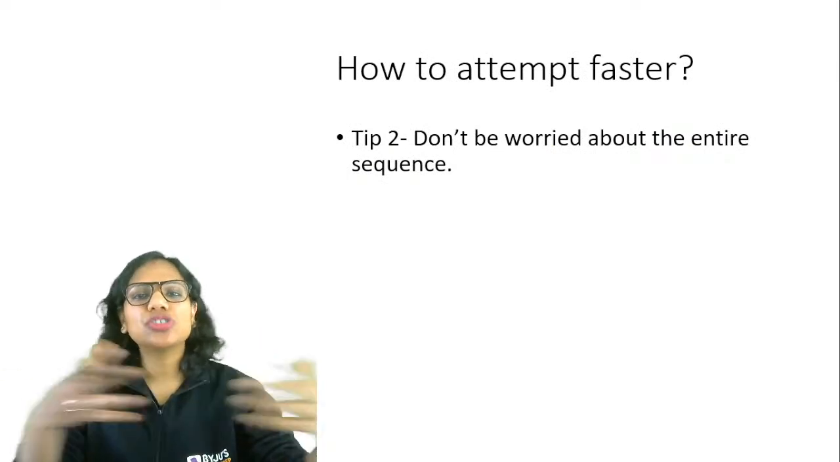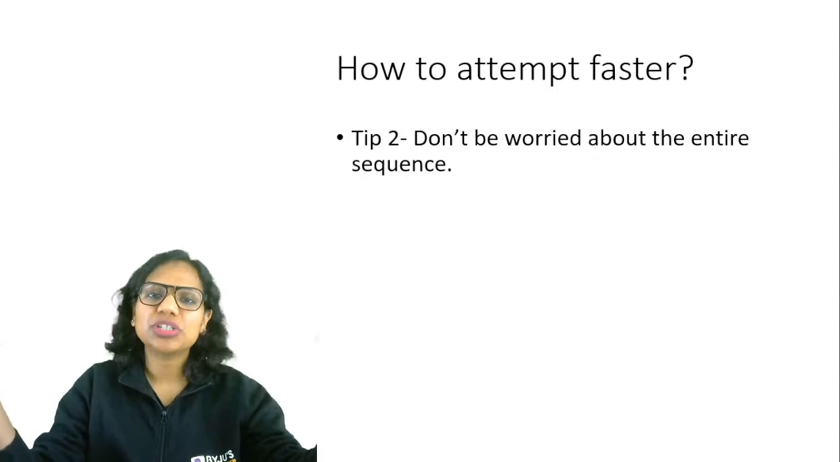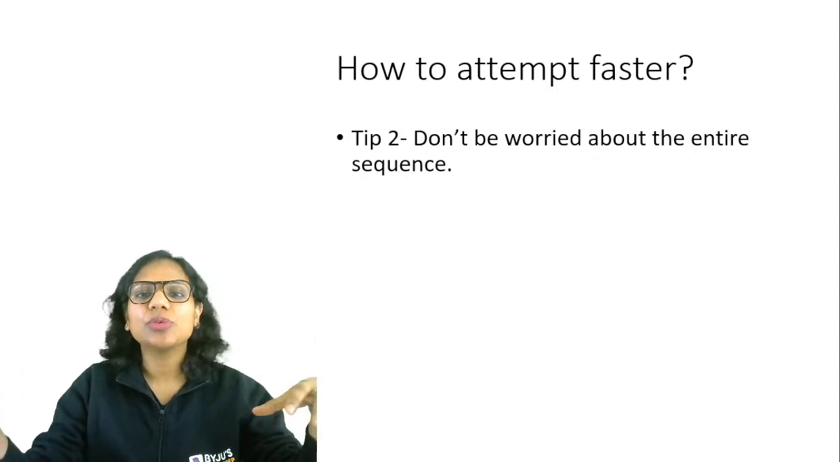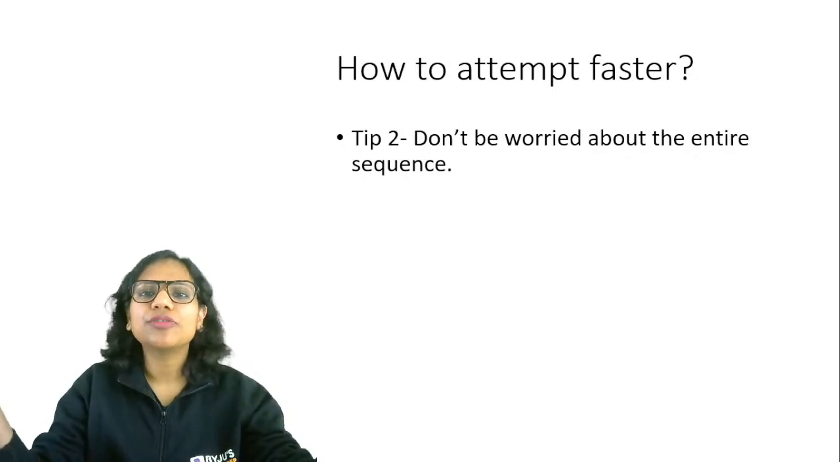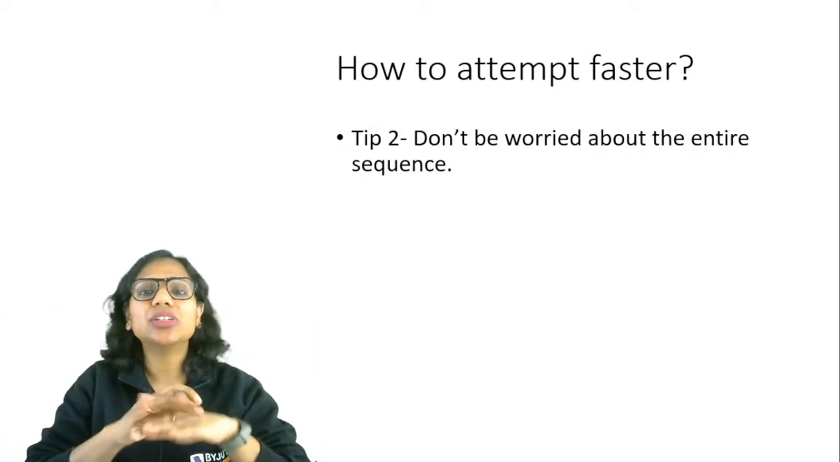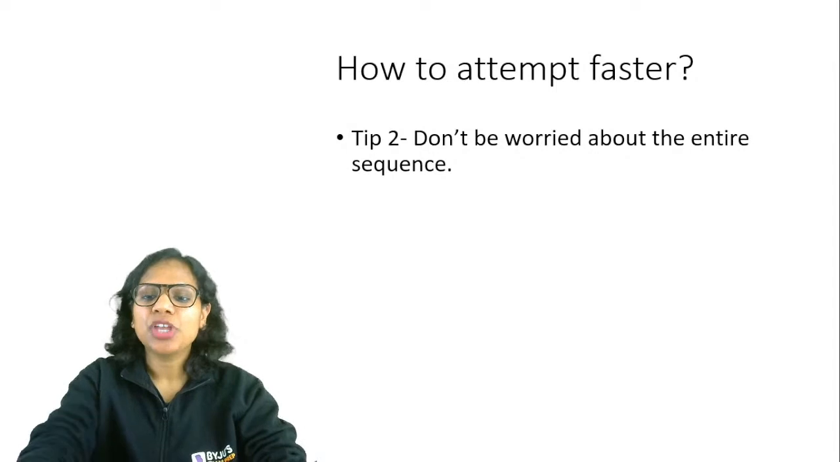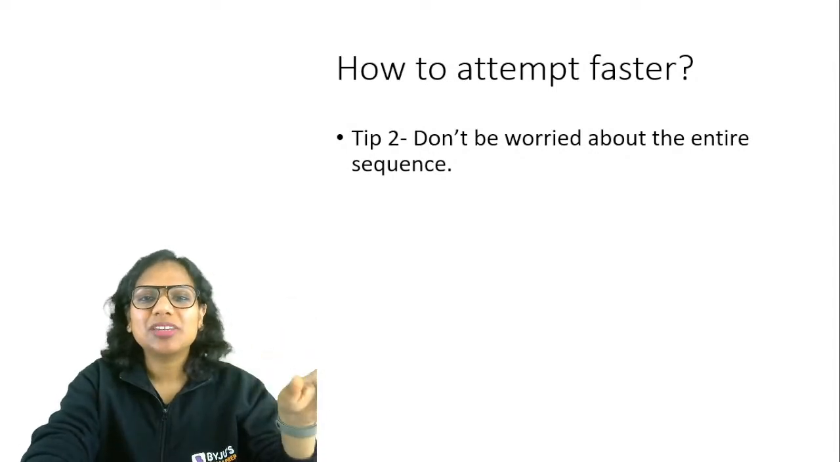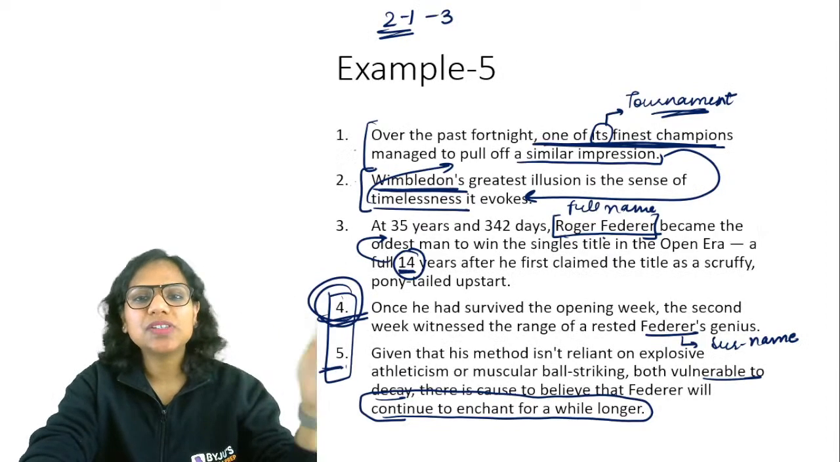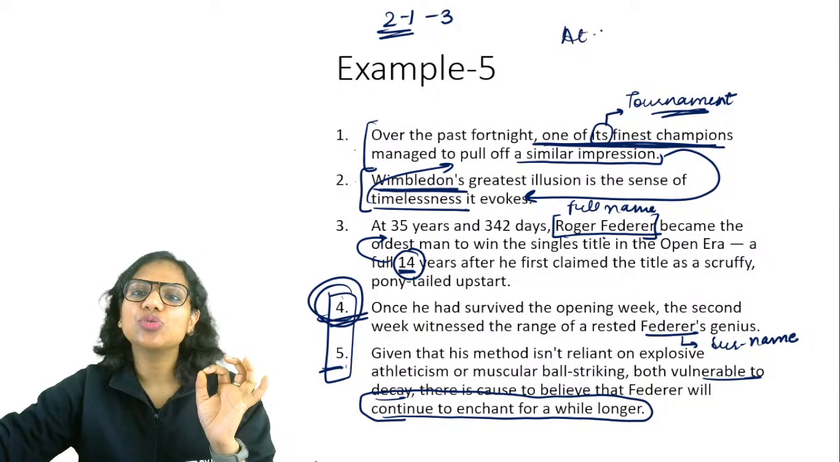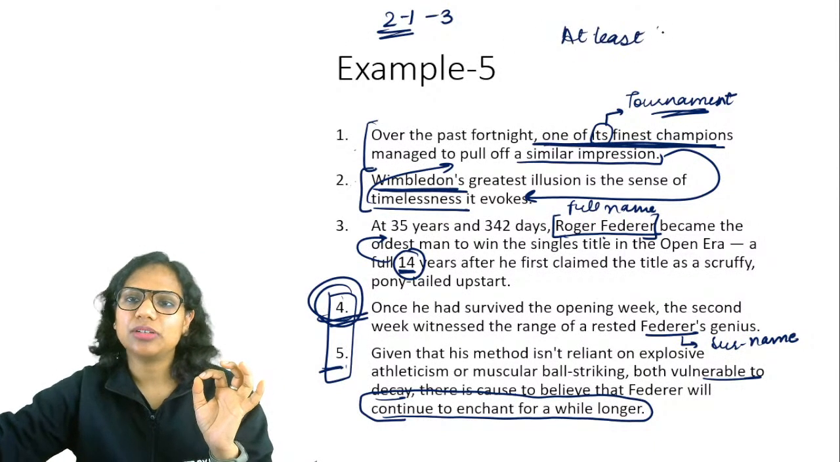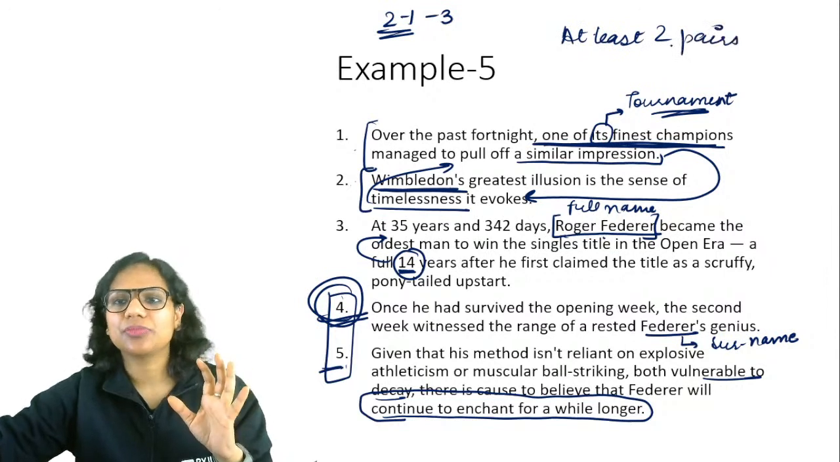See, sometimes naturally an entire sequence will form if it's an easy question. Sometimes, however, while you will identify pairs, you'll perhaps not find the entire sequence and you don't need to, right? So just be worried about making pairs and eliminating. So what I do in these questions is my focus is to make at least two pairs.